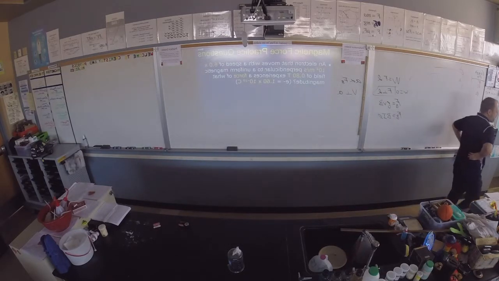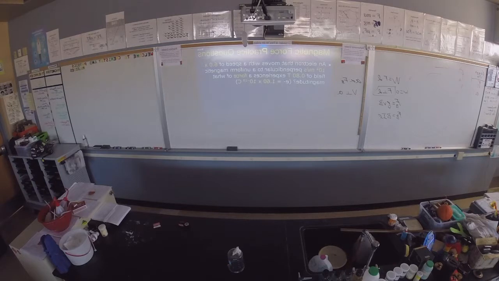B is magnetic field strength. F sub B is the force that that magnetic field creates on that charged particle.